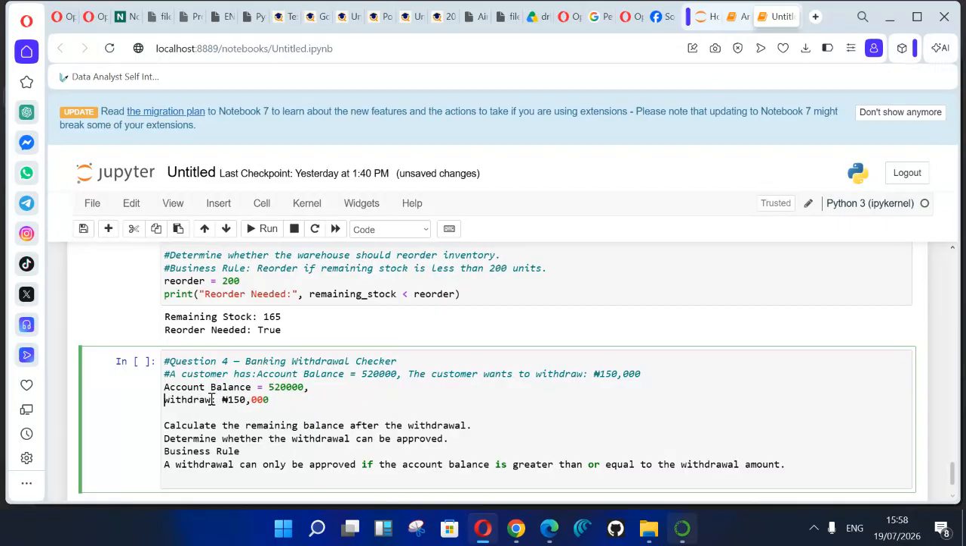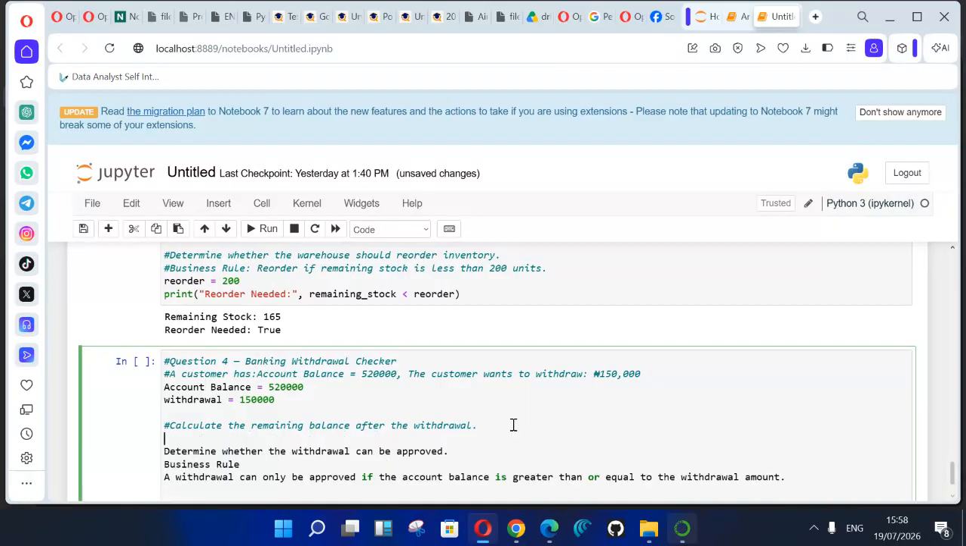So withdrawal will now be equals to 150k. Okay. Withdrawal will now be 150k. So now the first question is calculate the remaining balance after withdrawal.